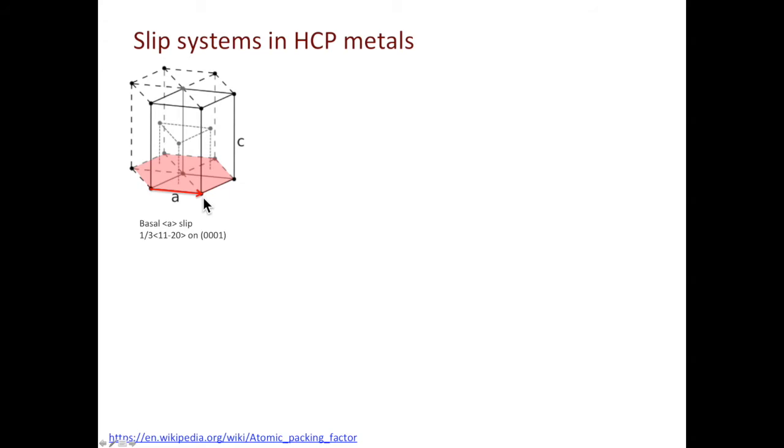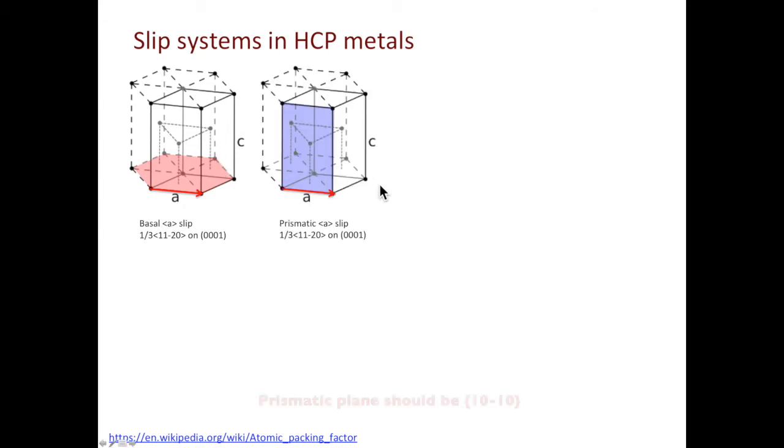In addition to this Burgers vector, you have two more equivalent Burgers vectors along this and this directions. Since the Burgers vector is along the A direction of the crystal, the 112/0 direction, this is also called the basal A slip. Another very common slip system is the prismatic A slip system. In this case, you have the same Burgers vector, but it glides on the prismatic plane. By the way, I made a mistake here. The prismatic plane is not 0001, it is supposed to be 101/0.